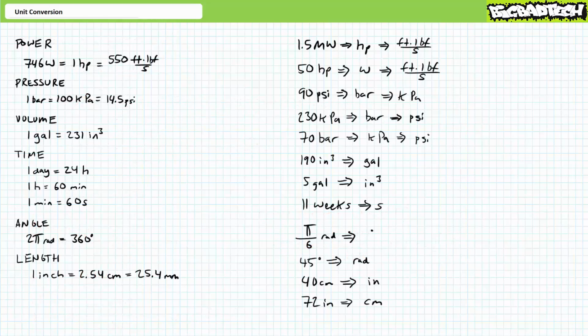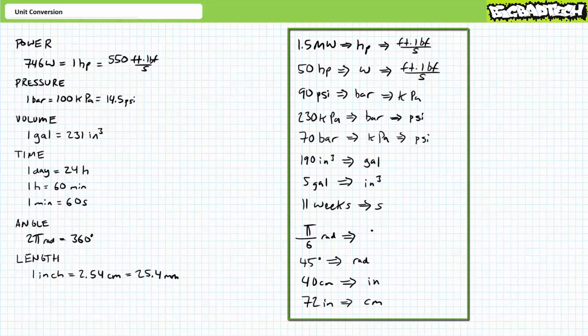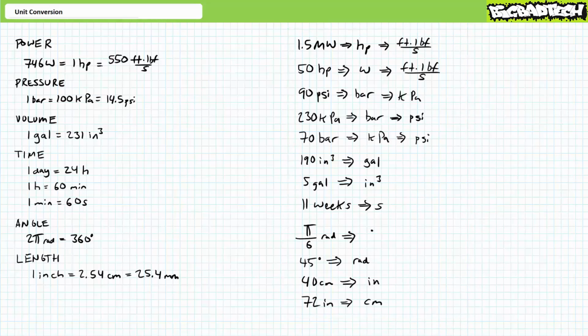In this spirit, let's move on to some illustrated examples. Given these quantities, see if you can convert them to a desired system of units. To aid us in this task, we've been given the following equivalencies. Power. 746 watts is equal to 1 horsepower, which is equal to 550 foot-pounds force per second. Watts uses engineering prefixes, whereas horsepower and foot-pounds force per second don't.